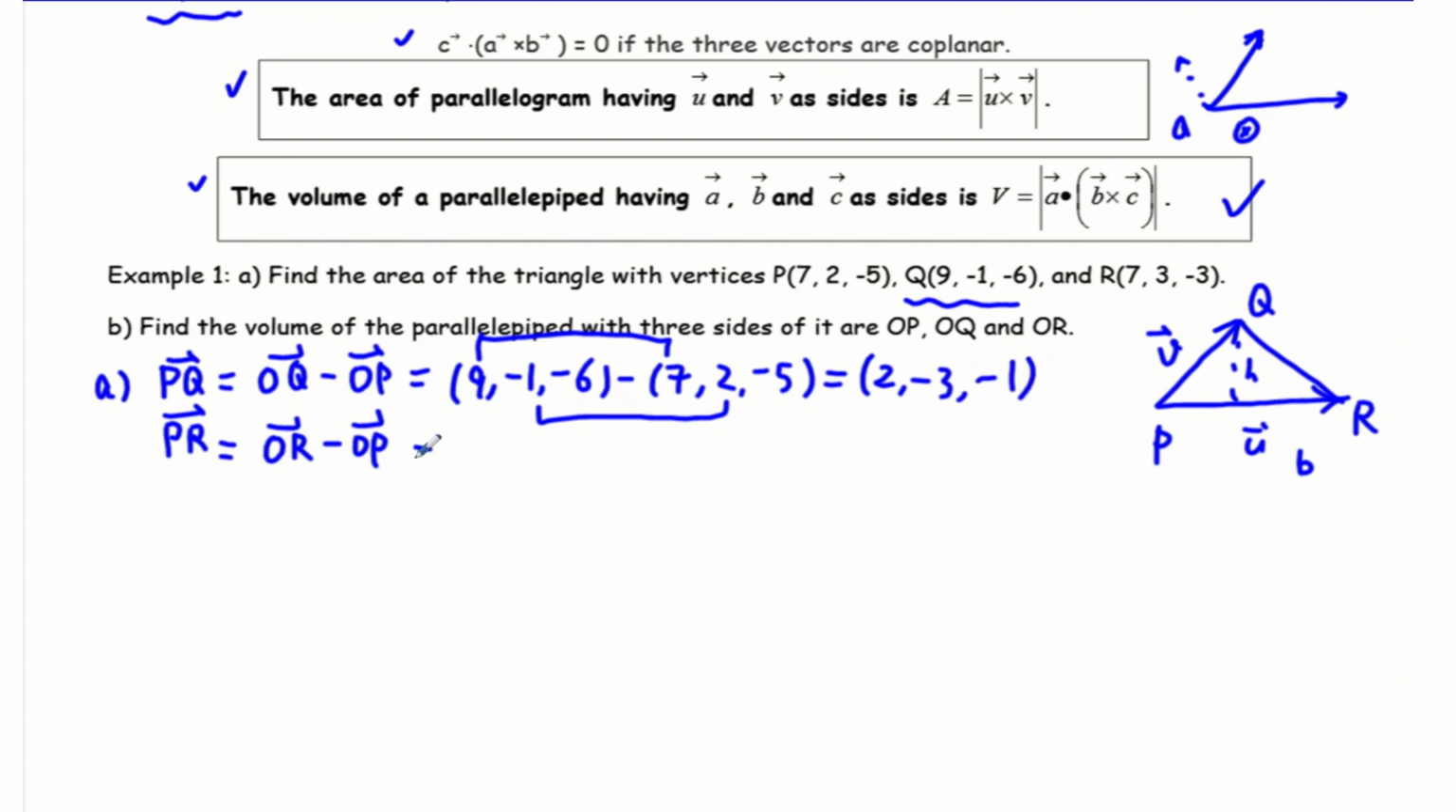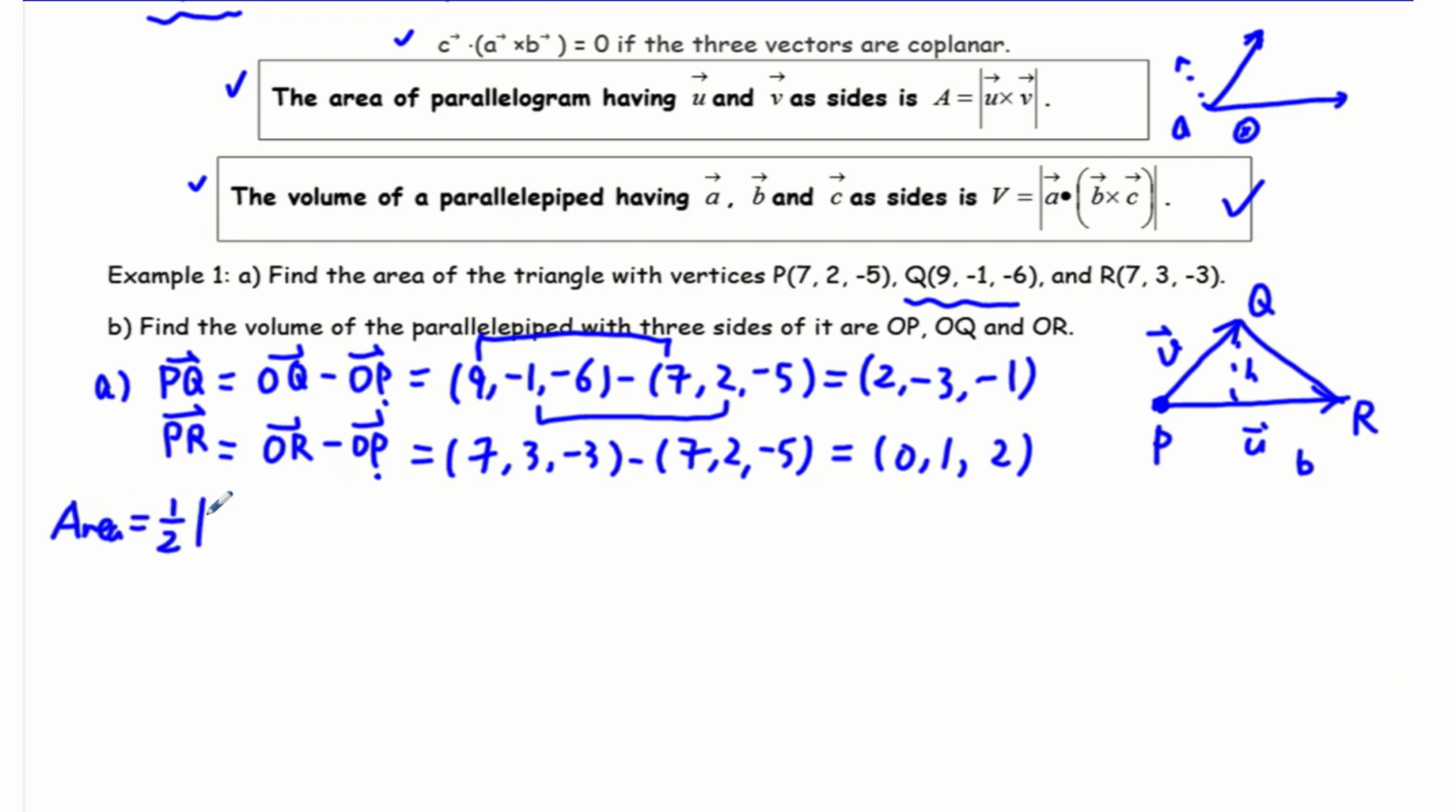We do the same thing for OR minus OP: 7, 3, -3 minus P, 7, 2, -5. Make sure one of the points, the P, is the same, from the same point. Then we get 0, 1, and -2. Then we are going to find the area. This time, remember, it's 1/2, not the parallelogram. So it's PQ cross PR. It doesn't matter which one is in front.